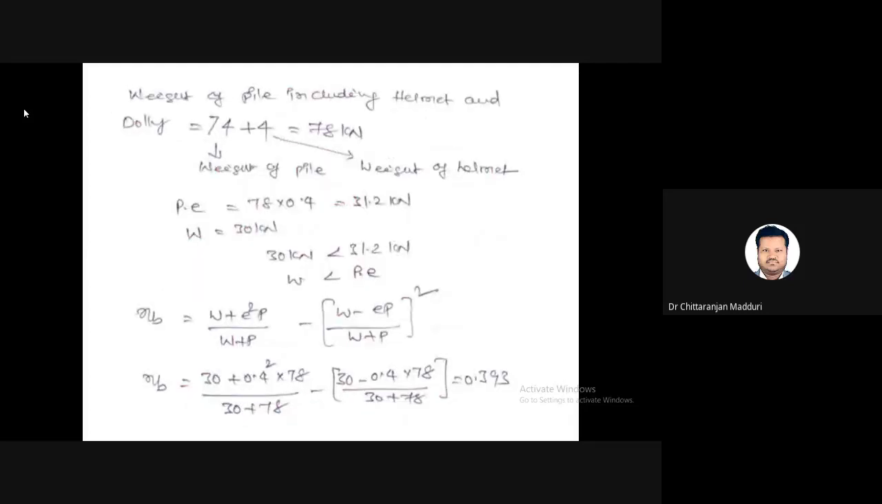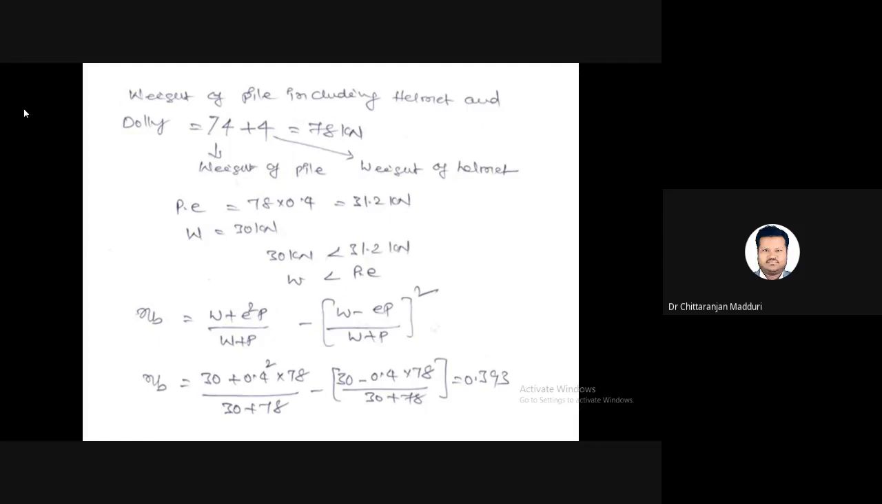So here, weight of pile including helmet and dolly equals weight of pile plus weight of helmet, 74 plus 4, 78 kilonewtons. The efficiency of hammer blow is not given in the problem, so we need to check the condition. So P into e equals 78 into 0.4, 31.2 kilonewtons, weight of hammer equals 30 kilonewtons. So weight of hammer is less than P into e.